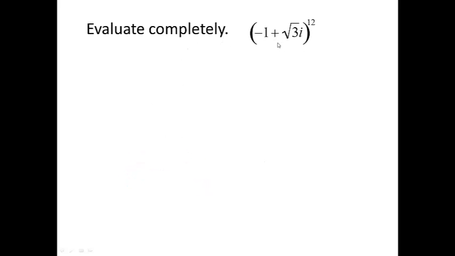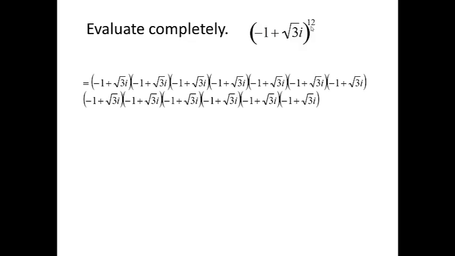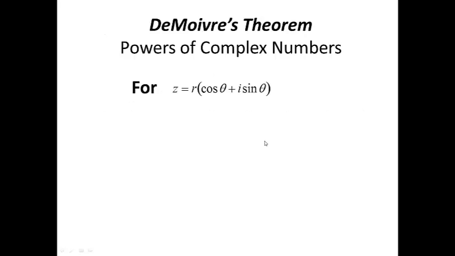If I ask you to do this problem here, negative 1 plus rad 3i to the 12th power, you could use the product rule that we just did and multiply it all out. FOILing just 2 of these would be bad enough, but if you had to FOIL all of these, you may not want to do this. Okay? So in comes DeMoivre's Theorem.